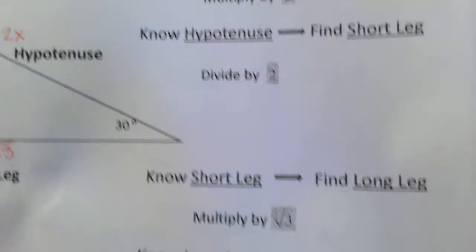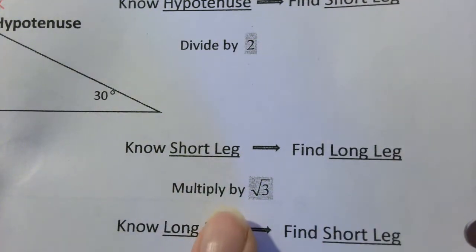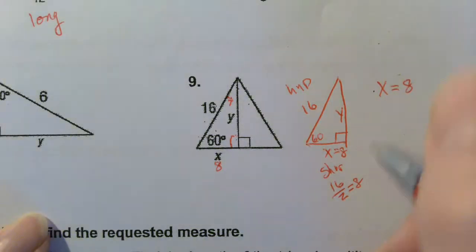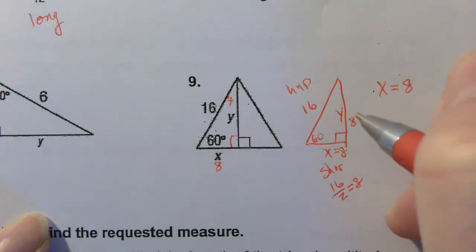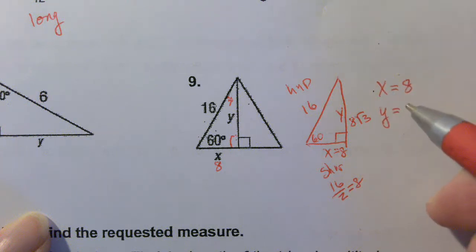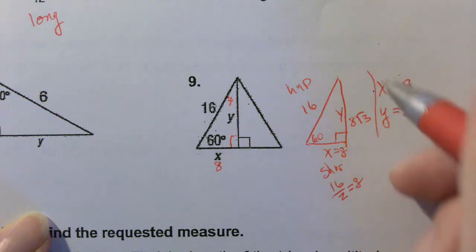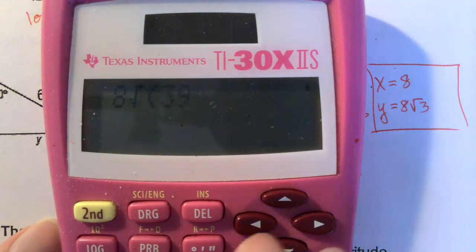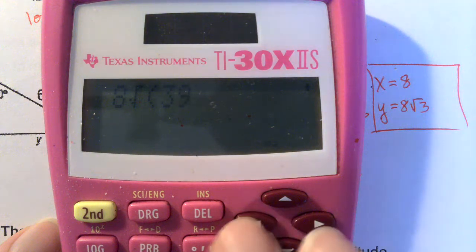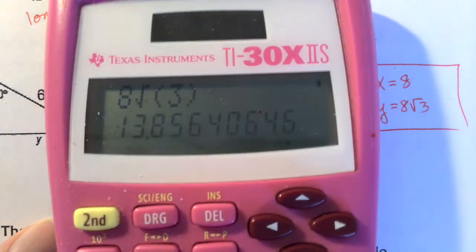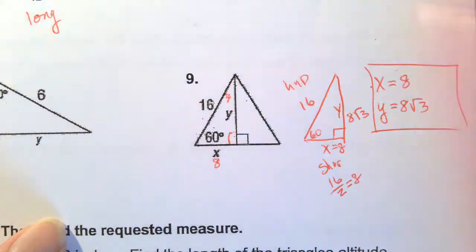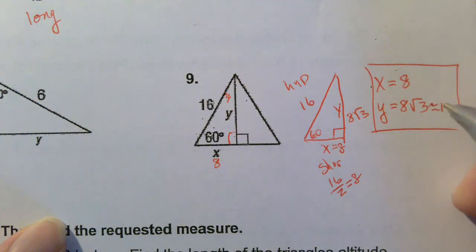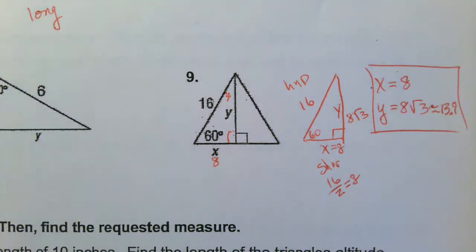To find the long leg, know the short leg, find the long leg, multiply by the square root of 3. So this would be 8 square root of 3. So you could write y equals 8 square root of 3, or you could type it in the calculator, 8 square root of 3. Close the parentheses. And we get 13.9. All right, so that's all you're doing there.